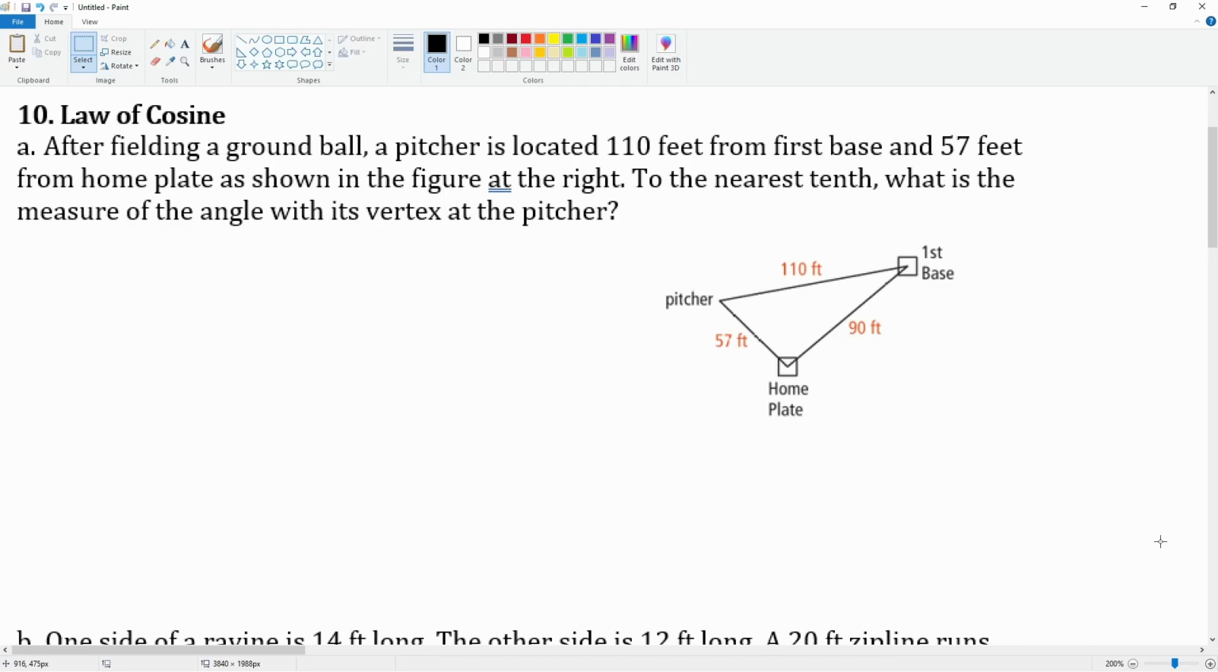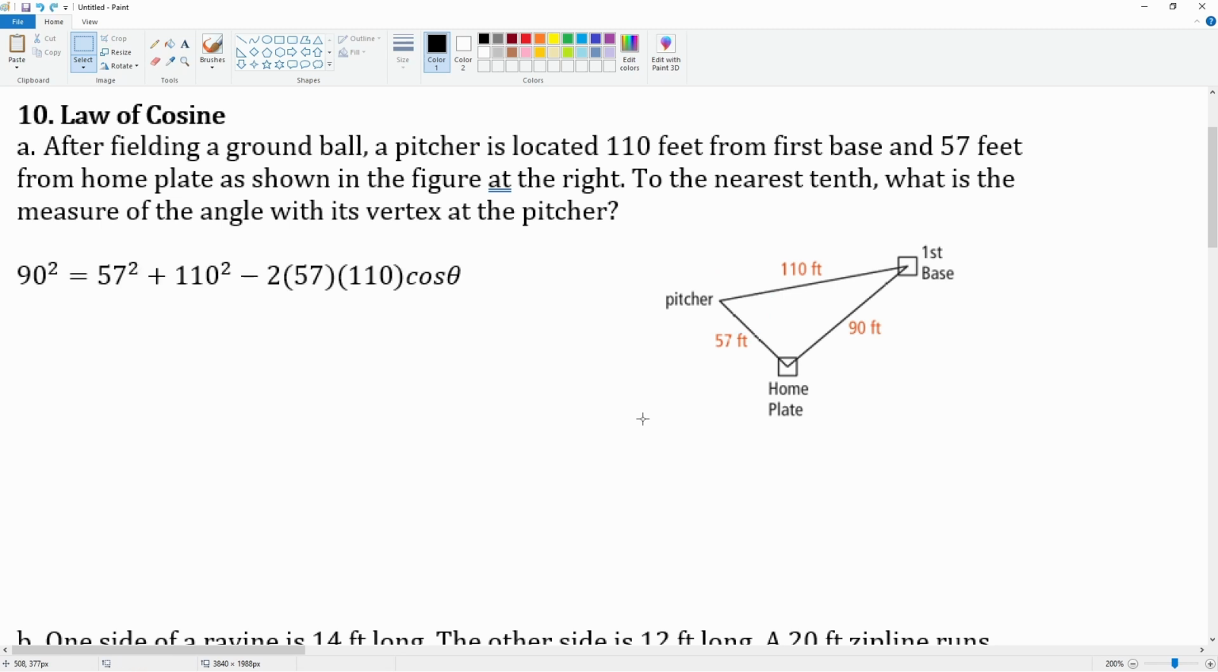All right, let's look at number 10. Question number 10 deals with the law of cosine. And how you know is that these are all side, side, side. And here you're trying to find the angle. The angle is from the picture's point of view. So you're going from this person's point of view.